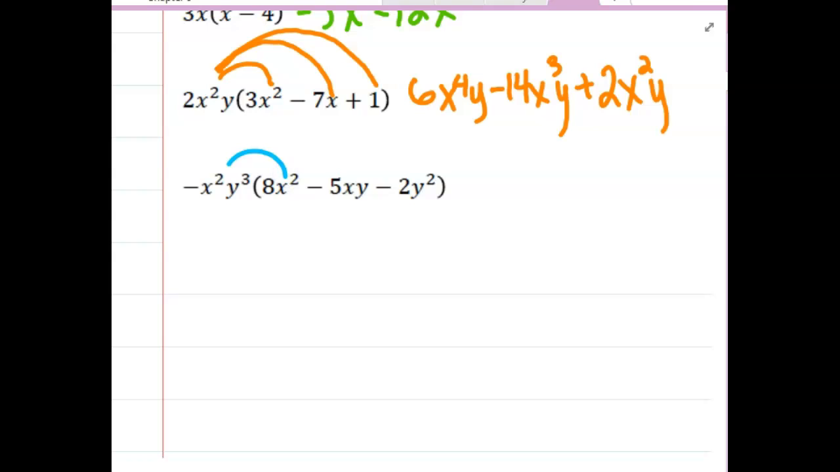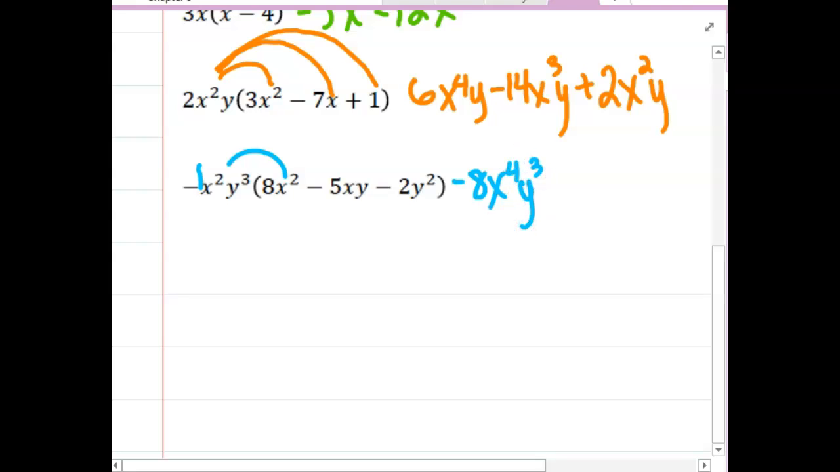we're distributing a negative x squared y cubed. So make sure when you multiply those, you're taking the negative with it. So here, if you liked what we did yesterday, if you want to put a little 1 there, that might help. Because you're going to take negative 1 times 8, which is negative 8. We're going to take x squared times x squared, which is x to the 4th. And then we have y cubed. There's no other y cubed, so it'll just stay y cubed.